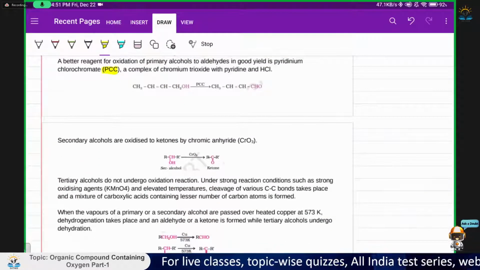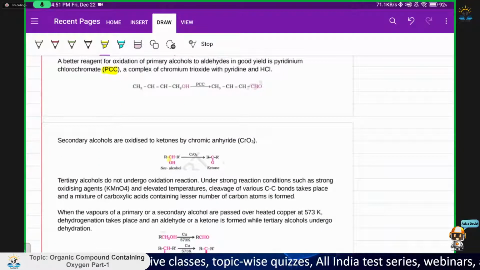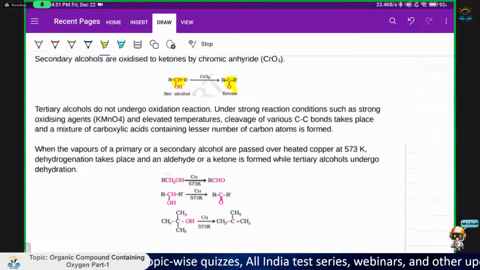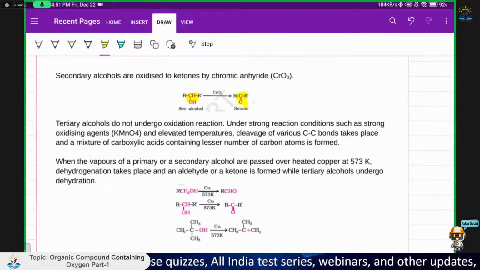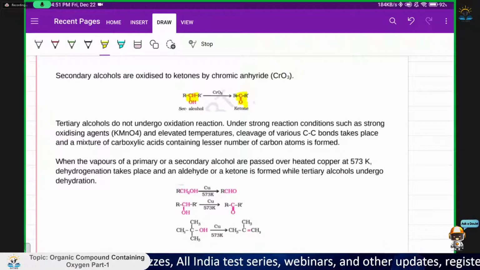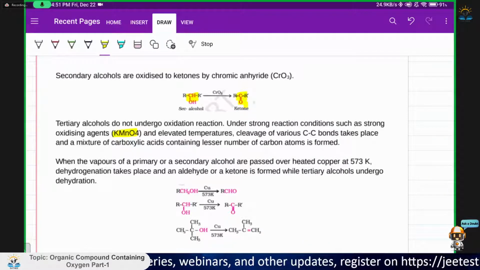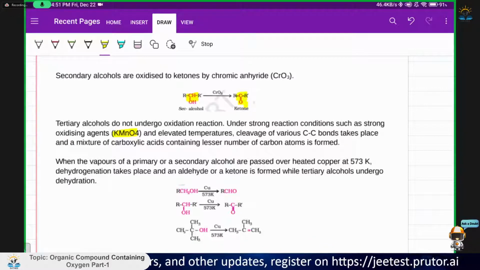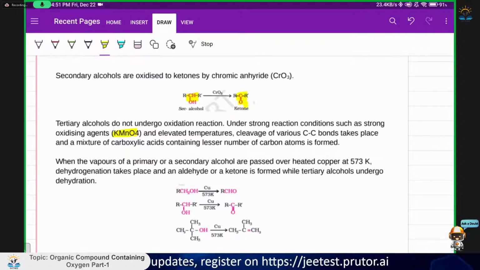Secondary alcohols are oxidized to ketones. Tertiary alcohols do not undergo oxidation reaction easily, but under strong reaction conditions such as KMnO4 and elevated temperatures, cleavage of various carbon-carbon bonds takes place. So when we react tertiary alcohols with strong oxidizing agents, cleavage of carbon-carbon bond occurs and we get a mixture of carboxylic acids.